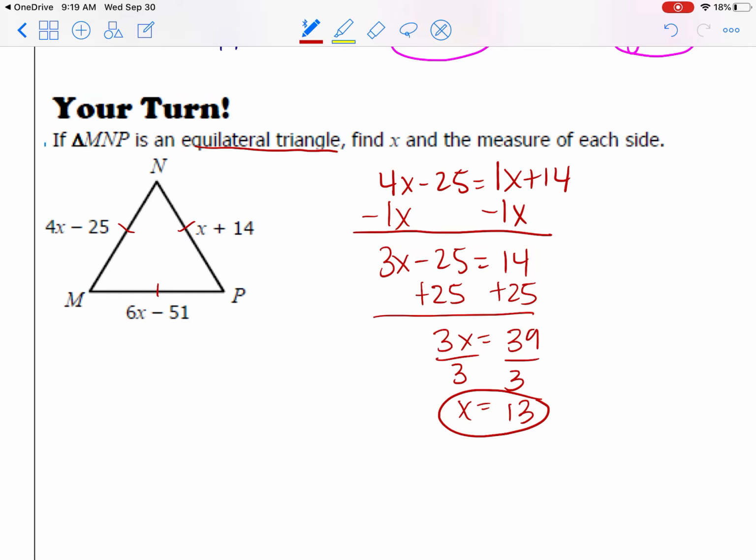Okay, now that you know the x value, you need to come back and find the measures of NP, MP, and MN. You need to come back and substitute. So you do, NP is x plus 14. We know x is 13, so 13 plus 14, that's going to give us 27.